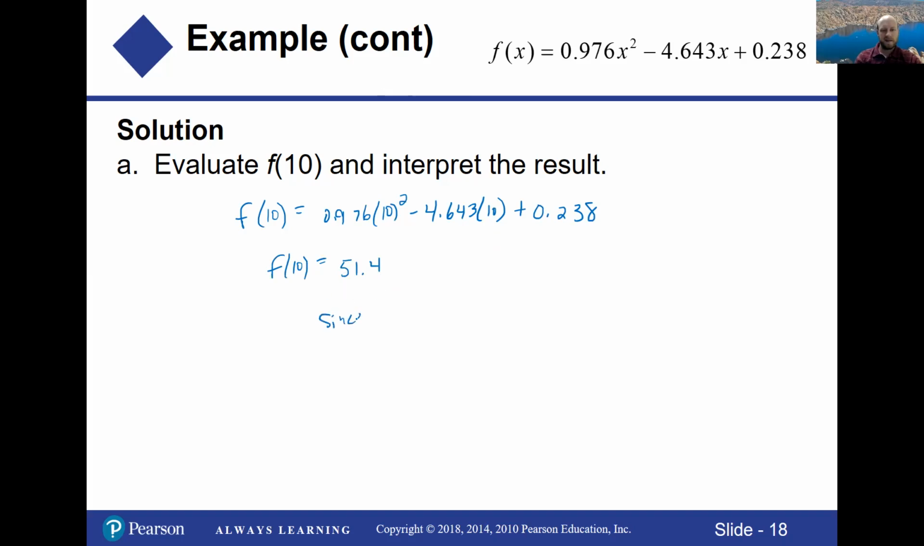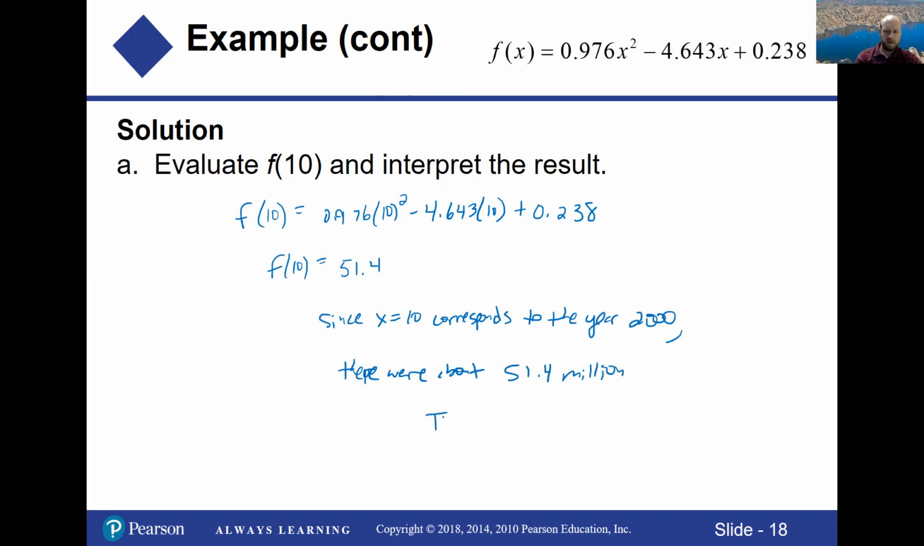Again, since x equals 10 corresponds to the year 2000, this means that there were about 51.4 million internet users in 2000. There's way more than that now, right? There's billions of them, right? But that's kind of what this means. That's that interpretation.